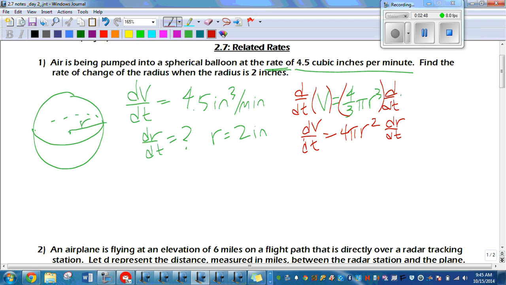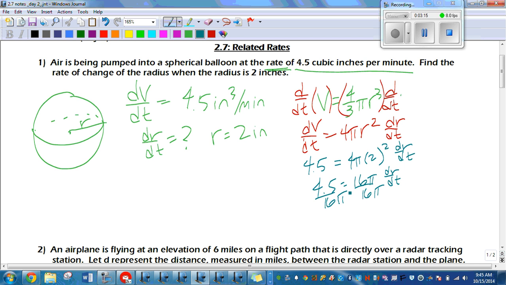And once we do the derivative of both sides, then we're just substituting all the values in that we know to find what we don't know. So dV/dt is 4.5 equals 4 times pi times 2 squared times dr/dt. That's what we're trying to figure out. So 4.5 equals 16 pi dr/dt. And we just need to divide both sides by 16 pi.